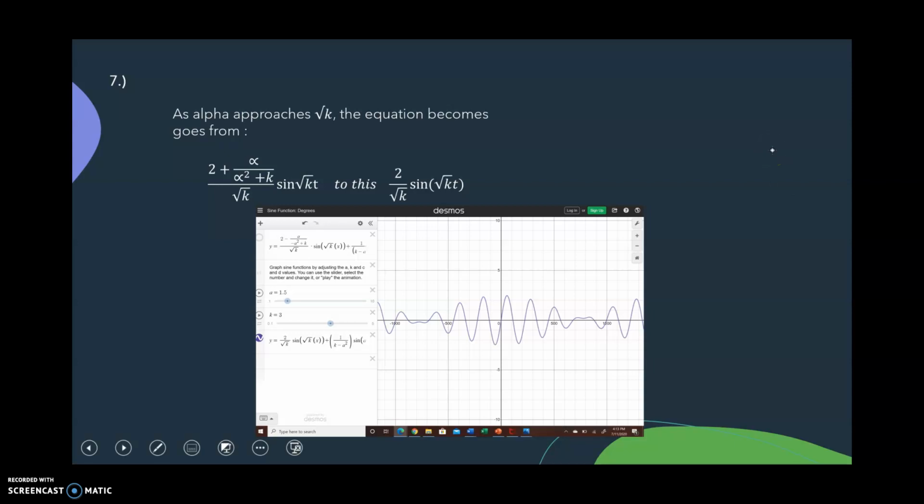Now for part 7, as alpha approaches the square root of k, the equation goes from 2 plus alpha divided by alpha squared plus k, all divided by the square root of k, times sine of the square root of k times t, to 2 divided by the square root of t times sine of the square root of t times 2. We plug that equation into Desmos, and we're left with this graph down below. As you can tell, the frequencies are all kind of messy.